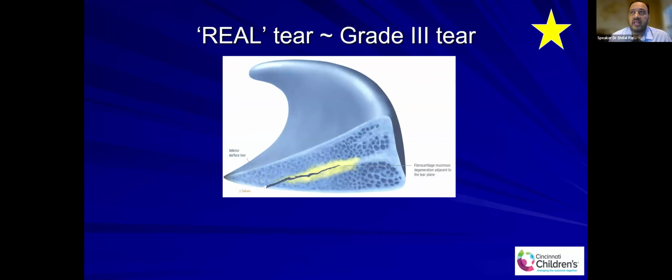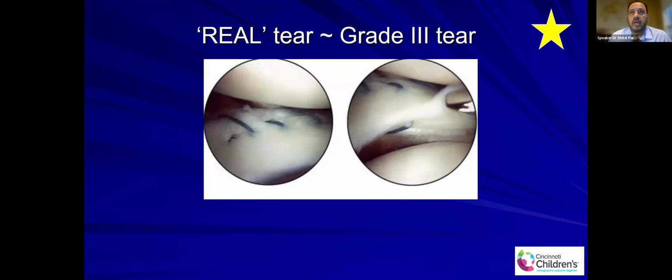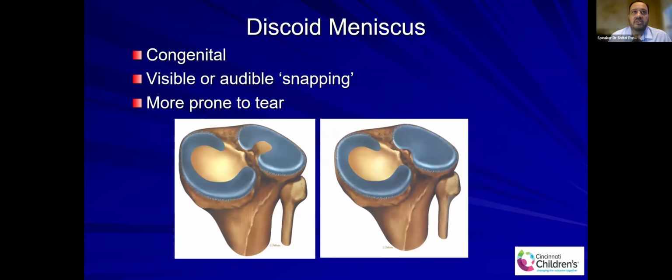They can be treated just like knee pain or a meniscus contusion. Grade 3 tears do require surgery if they're large enough or if they're unstable. So they are better referred to an orthopedic surgeon, and then they need to be repaired if it's unstable. Just a quick slide on discoid meniscus.